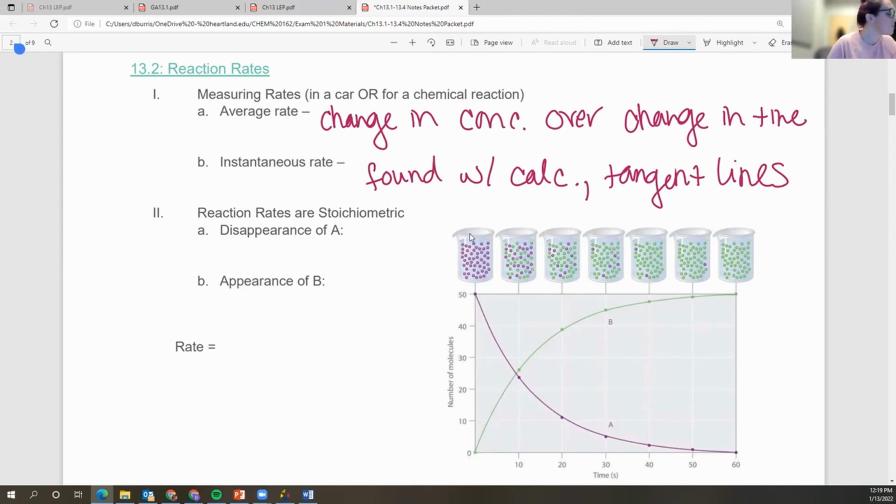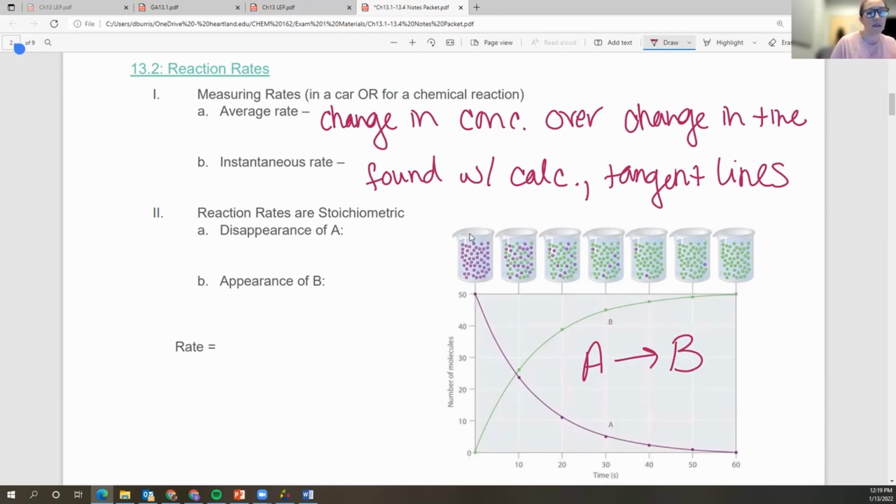Okay, another important thing to note is that reaction rates are stoichiometric. And what that means is you have to have the balanced equation and the rates are actually related to each other. So if I'm looking at this reaction, the rate of appearance of B matches the rate of disappearance of A. And what that means is this reaction is just a 1-to-1 ratio, A turning into B.